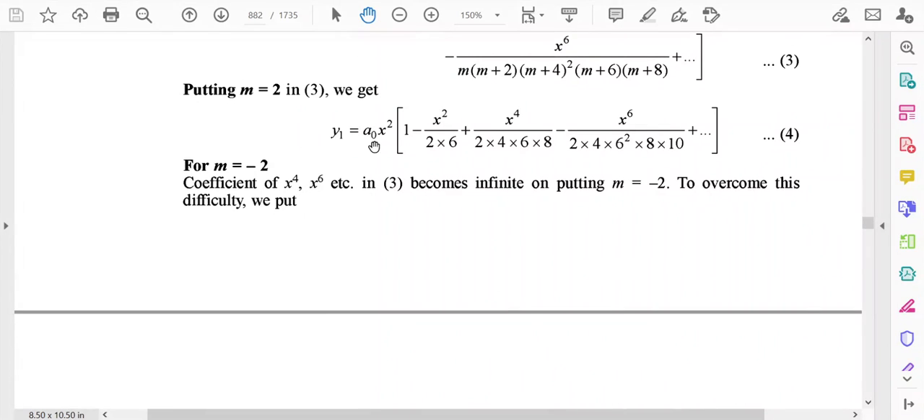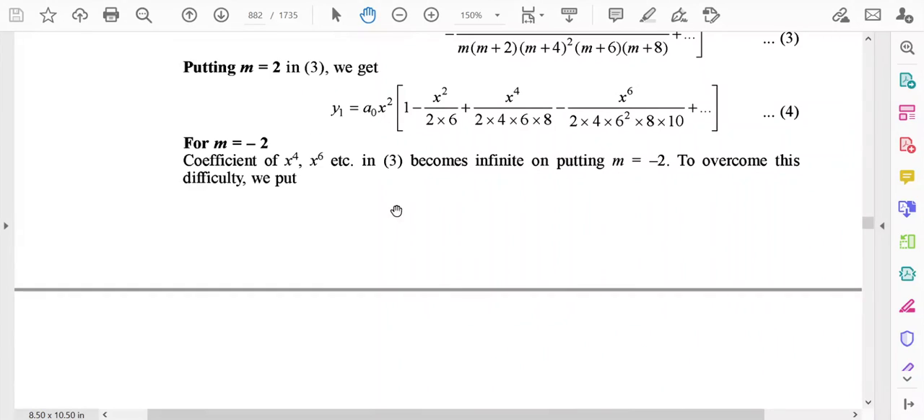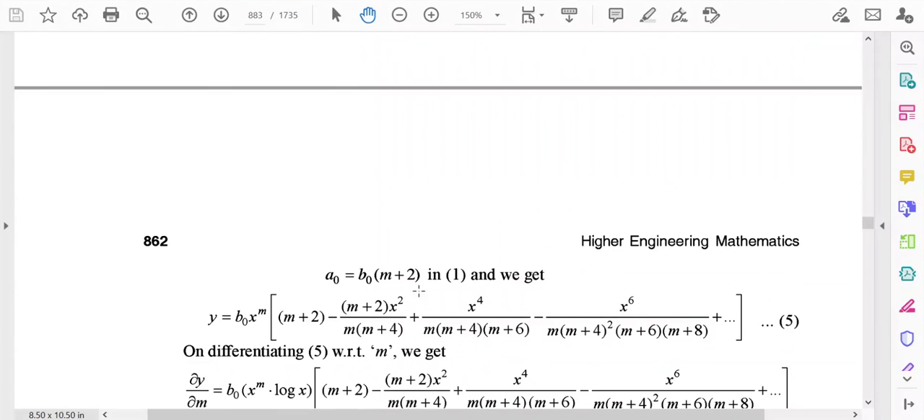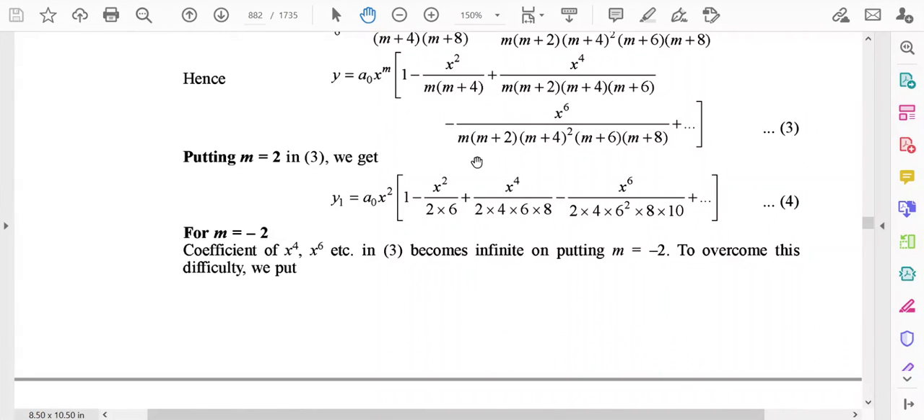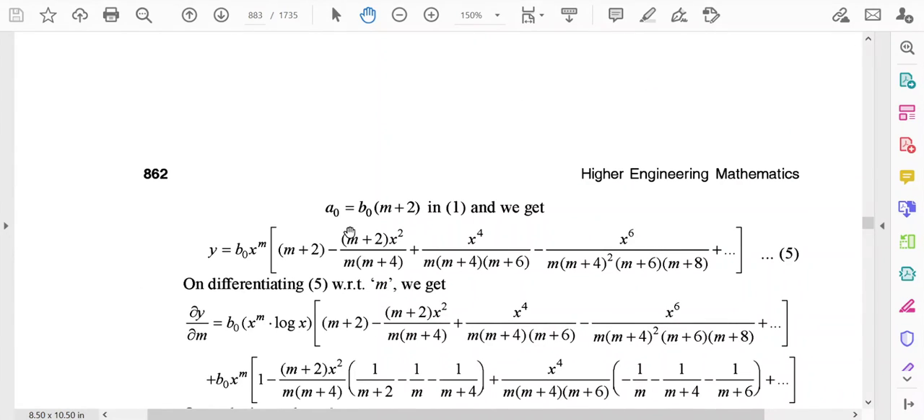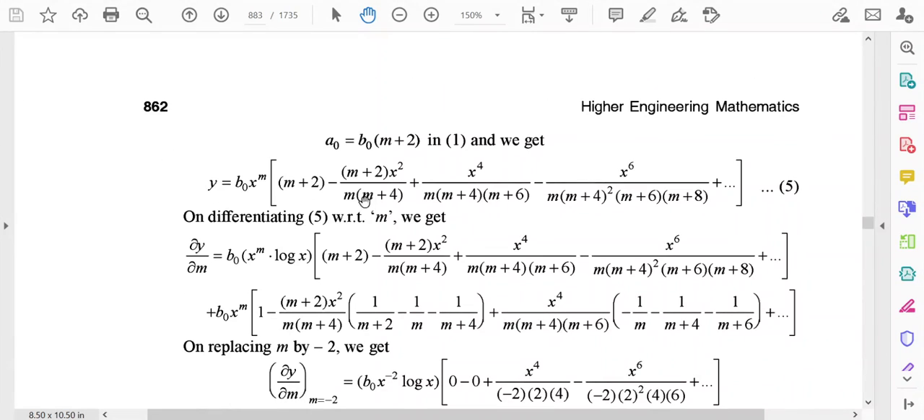That means there is a term a0. A0 is basically a constant, but this constant we are writing in this way, that is b0 into m plus 2. If we multiply by m plus 2, then the m plus 2 terms in the denominator will be cancelled. That is why we are writing this particular constant in this manner, that is a0 is equal to b0 into m plus 2, to overcome the difficulties. So then equation 5 will be the general solution. Here we have applied a particular trick, and that trick is we are writing the constant a0 in this manner.